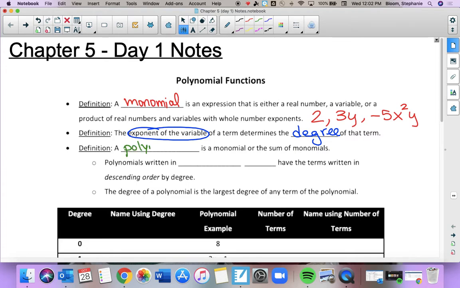A polynomial. Do you know what poly means? Yep, multiple, more than one, many. So a polynomial would be a monomial or the sum of monomials, meaning I could take these monomials up here and put plus and minus signs between them, and now I have 3 monomials, which is an example of a polynomial. Okay? And you have to write your answers in descending order by degree, which we call standard form.